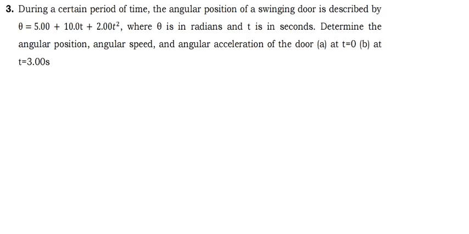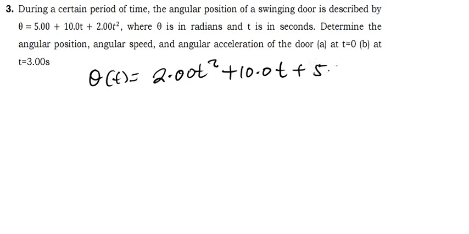So now this is what we call the function. This is the position as a function. So we are dealing with t. This is a quadratic function. You get my point, right? So this is the quadratic equation function. So it's like this: 2 t squared, then plus 10.0 t, then plus 5.00.